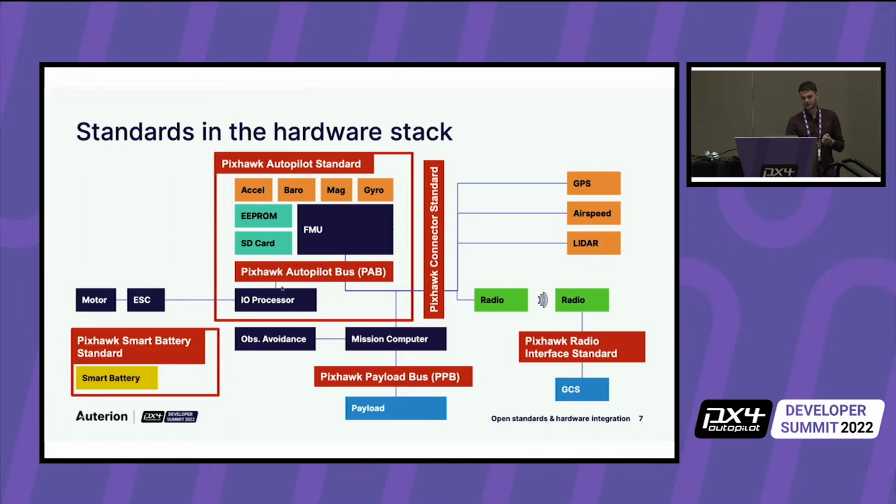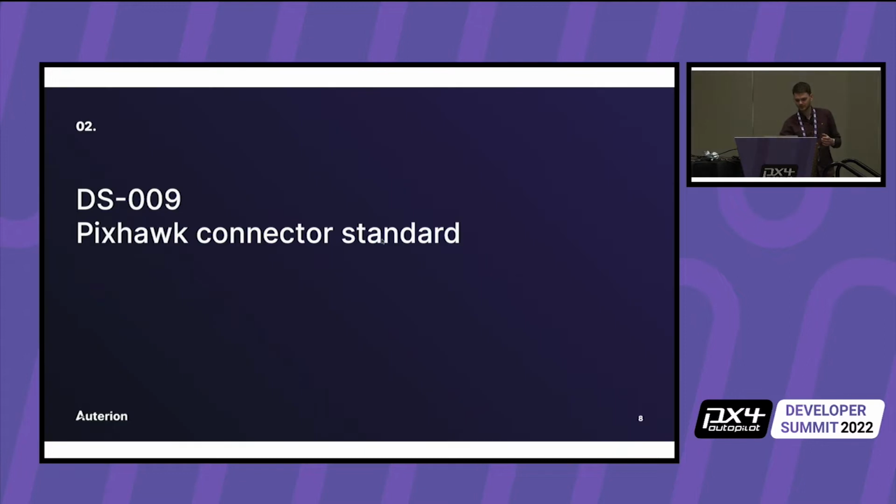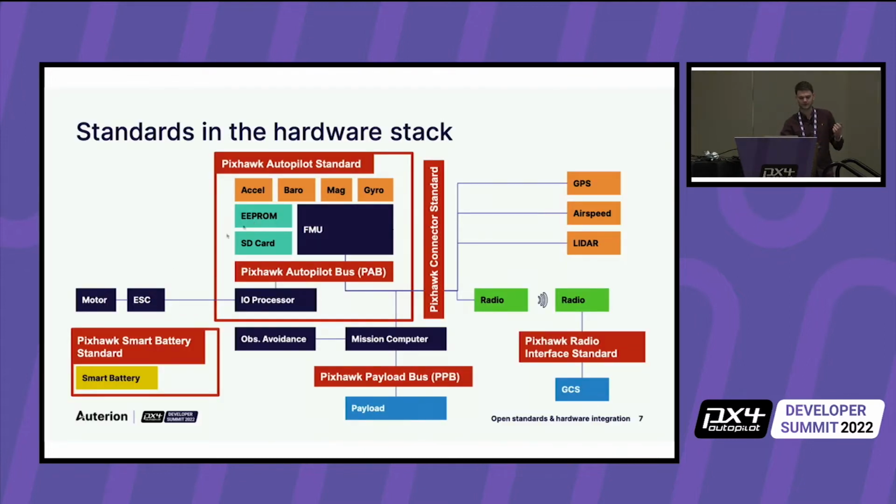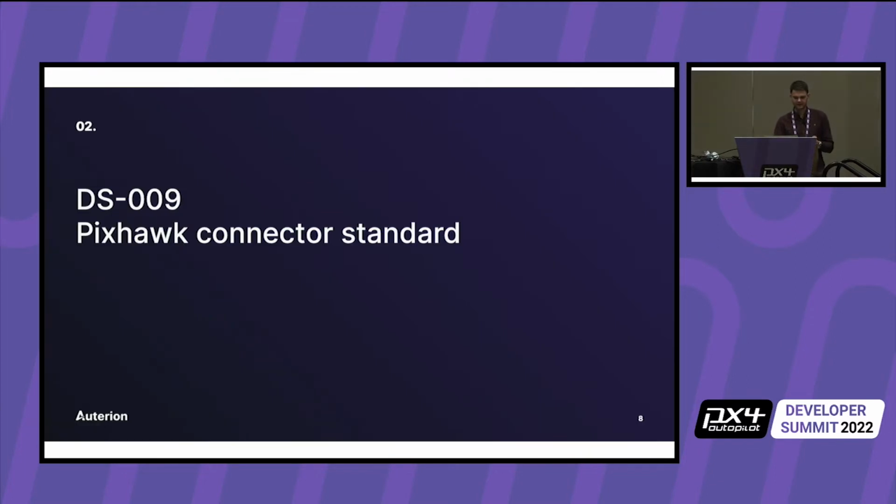Other standards: the Pixhawk Autopilot bus, which allows you to basically change the whole FMU flight control unit with another one. The connector standard, which is really about the connectors to connect external devices to it. The Autopilot standard, which is sort of a wrap around all these different components, and the Pixhawk Smart Battery standard for smart batteries, which is still in draft. Right, so let's get going.